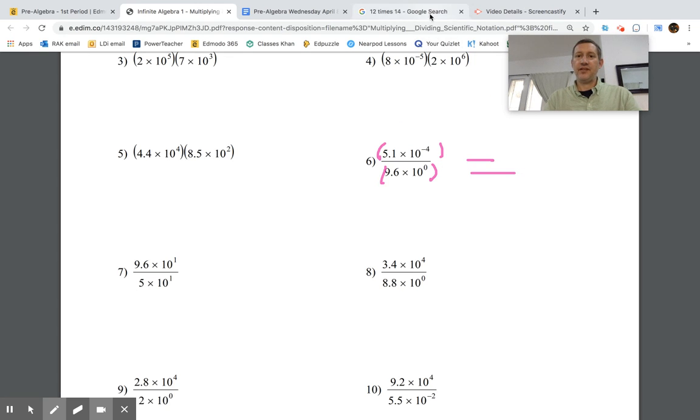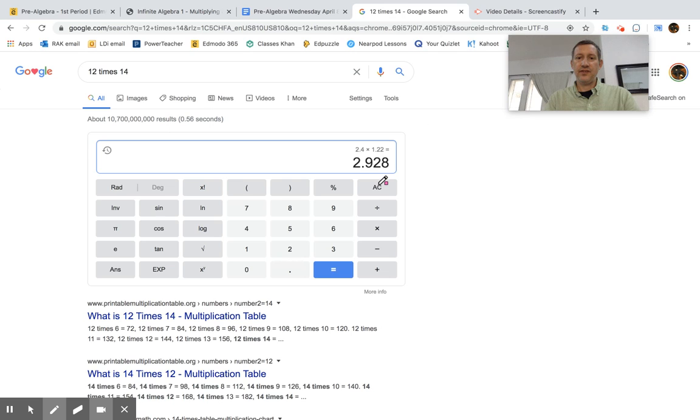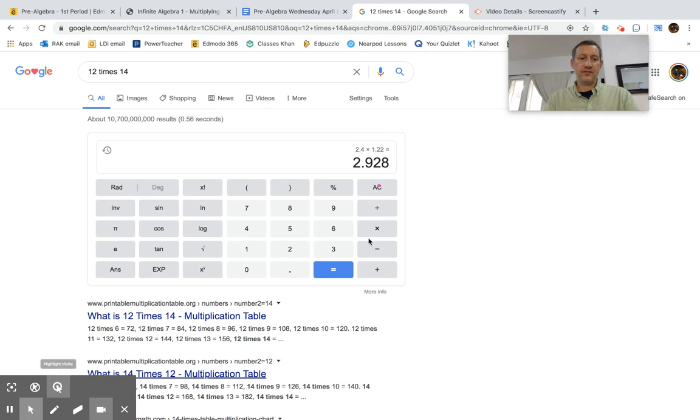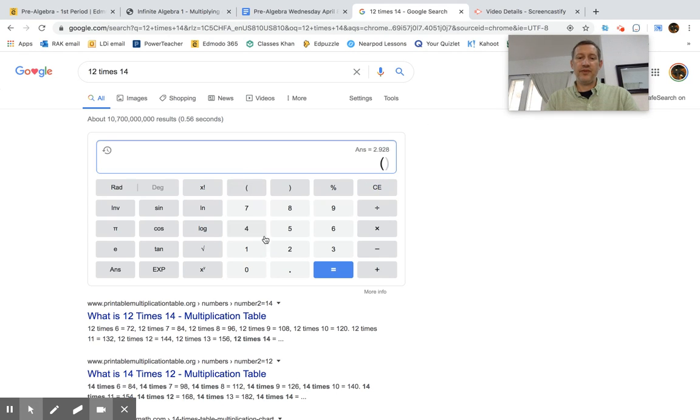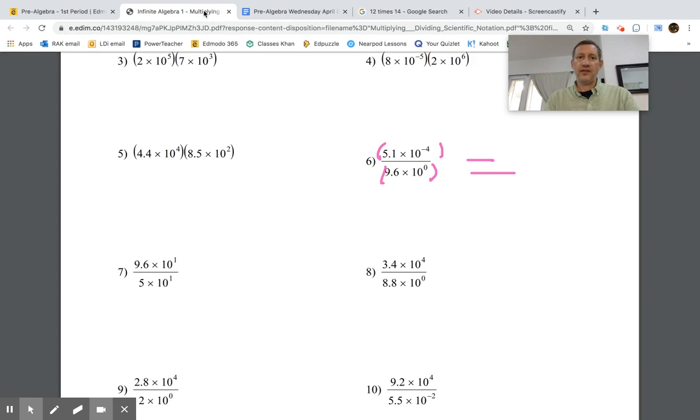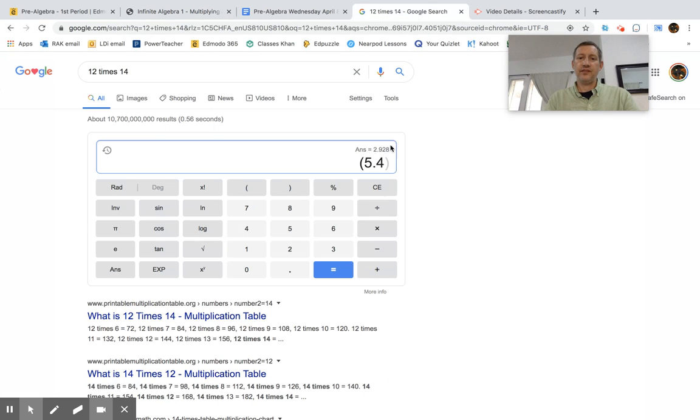So let's look at this. 5.1 times 10 to the negative 4th. So we're just going to clear this out. I'm going to put it in parentheses. 5.1, okay, times 10. I'm going to hit this button right here, to the negative 4th. Okay? And parentheses. That's the top. And notice I put it in parentheses, both parts, the decimal part and the power part.